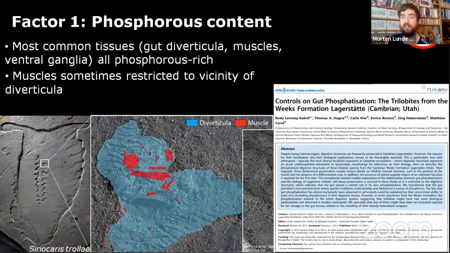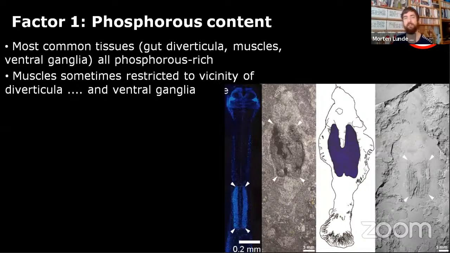Diverticulae have been proposed to be especially rich in available phosphorus because they might have functioned as storage facilities for phosphorus and calcium ions. And we see the same pattern with these ventral ganglia and the sternites, which are also rich in phosphorus because it's where the nerves concentrate the cell nuclei, which in turn are rich in phosphorus, as they have phosphorus-rich DNA. And here on the far right, we see that the muscles also occur where these ganglia are expected to be.